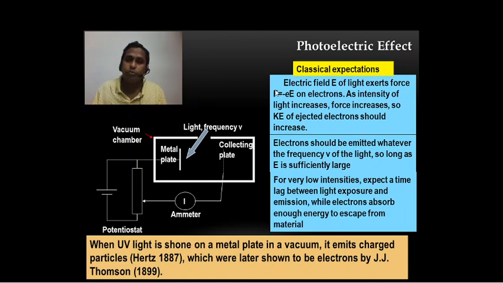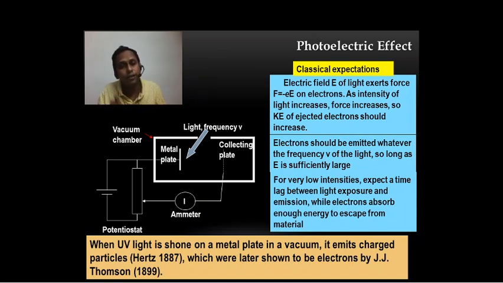Then we move to the classical expectations. What are the classical expectations? The electric field E of light exerts a force F equal to minus e times E. We know that light is nothing other than an electromagnetic wave. An electromagnetic wave has both electric and magnetic fields, which are mutually perpendicular. Suppose this is a plane polarized wave, this is the electric field, and this is the magnetic field, moving in the z direction, with x and y the other directions, mutually perpendicular.